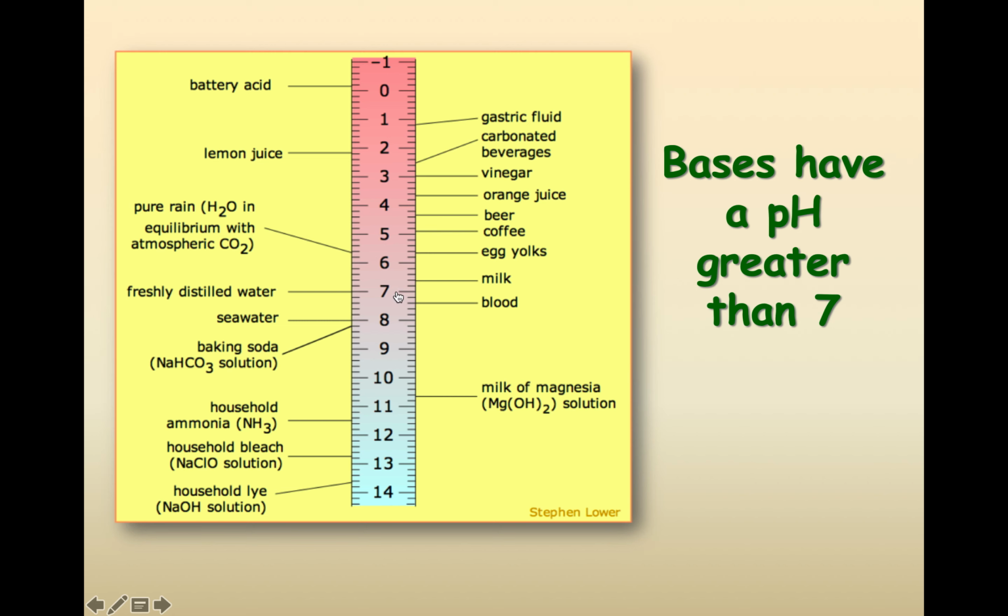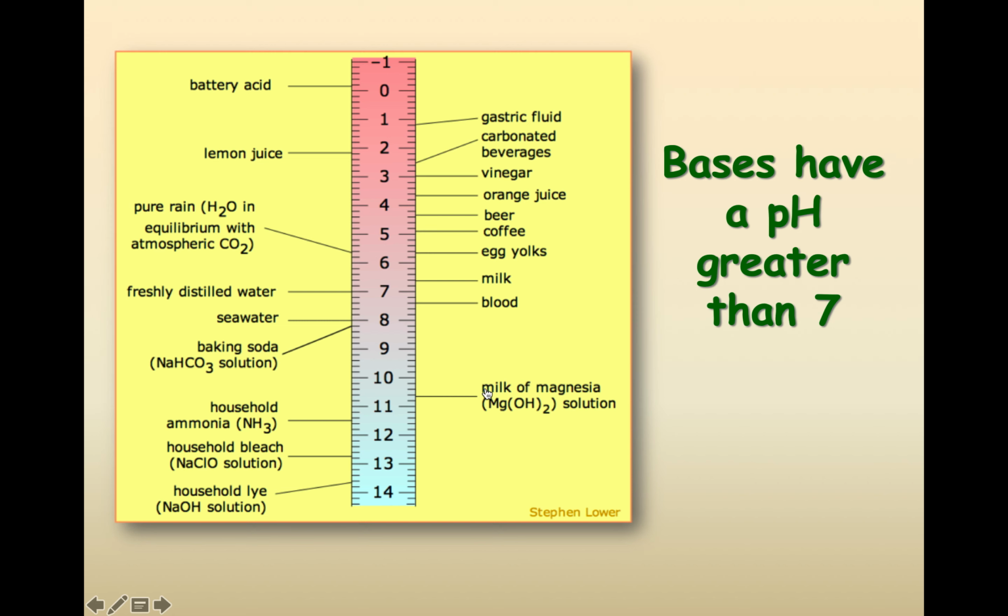Again, here we have the bases that are on the bottom half of this, 7 and above. The household lye, probably don't have a lye solution. Lye is used to make pretzels and cleaning. And also, it's been used by serial killers in the past to decompose bodies. Household bleach, probably have that. Ammonia is the main ingredient in glass cleaner. Milk of magnesia is like the stomach medicine.